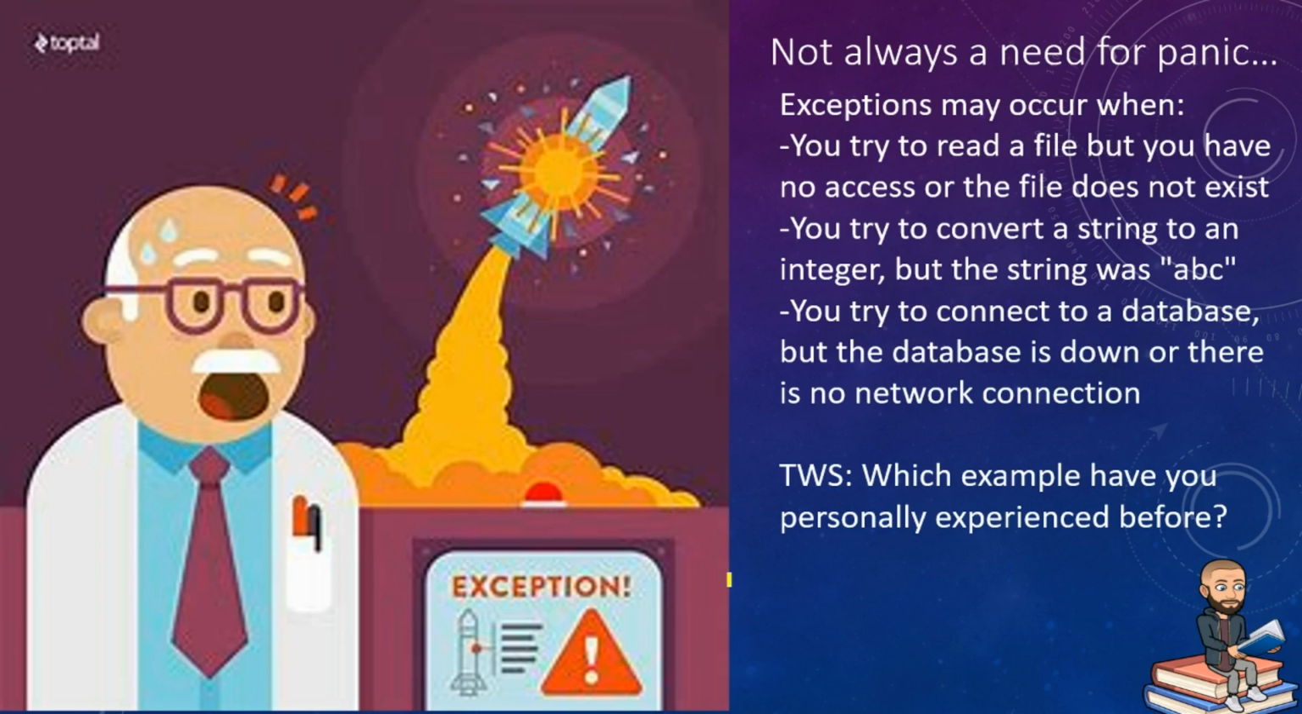I put here that there's not always a need for panic. Exceptions may occur when you do something like try to read a file, but you might not have access to the file, or that file doesn't exist. That's a pretty tiny error. You could try to convert a string to an integer, but maybe the string is ABC. Clearly ABC is not a number, so sure, that's a little problem as well. My last example is maybe you try to connect to a database, but the database is just currently down at that moment, or there's just no network connection. So there you go, just some smaller problems.